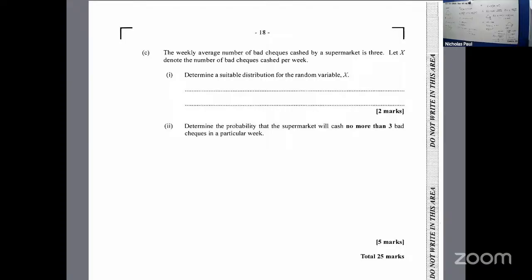Any answers? You're done? Right, so by now you recognize the keyword weekly average. The weekly average number of bad checks in a supermarket is 3. So we recognize that that value there is 3. When you see the word average, 3, and it is per week, week is time. Because every time it changes, lambda will change.